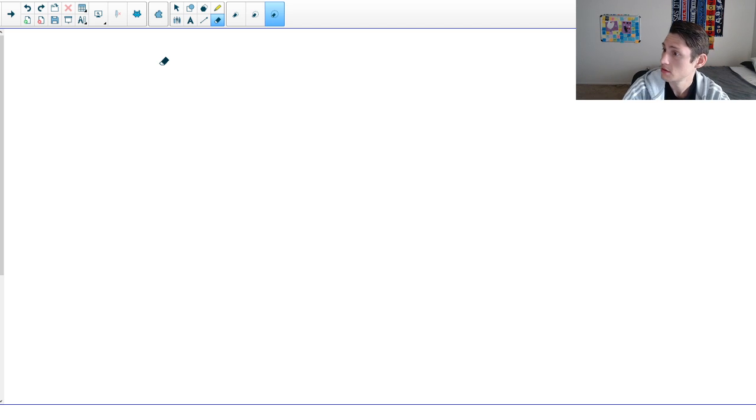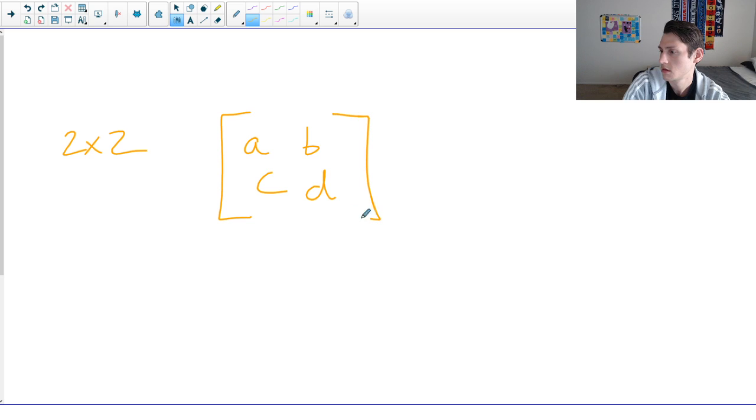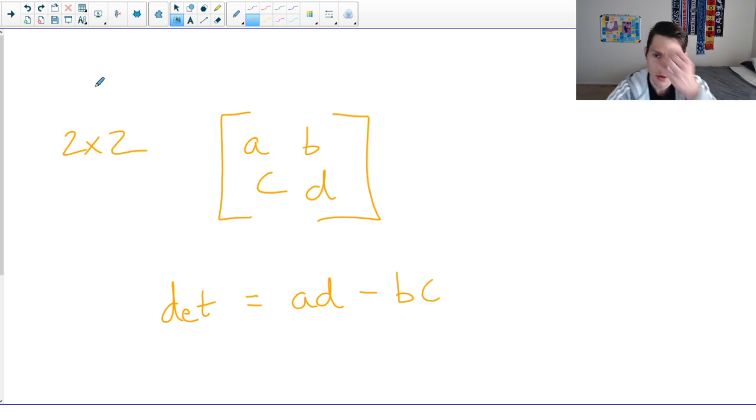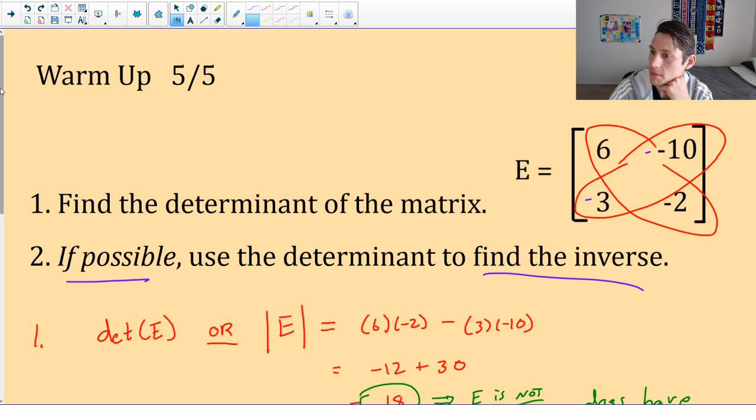No, 2 by 2. The determinant is just A times D minus B times C. It's purely just subtracting the two products. You're sort of mixing up the formula for inverse, right? Which inverse we did in that warm-up.